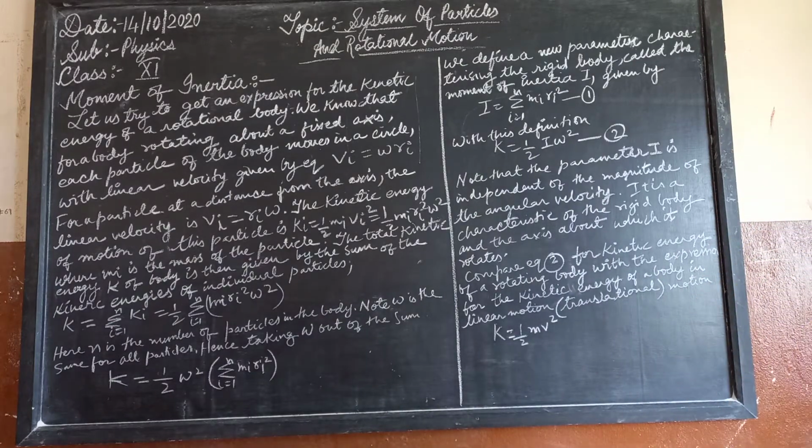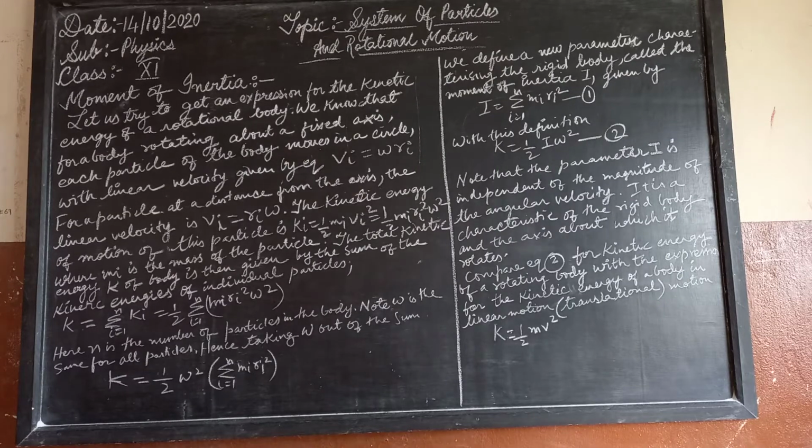The kinetic energy of the particle, k_i, is equal to 1 by 2 m_i v_i square, which is equal to 1 by 2 m_i r_i square omega square, where m_i is the mass of the particle. The total kinetic energy k of the body is then given by the sum of the kinetic energies of the individual particles. So 1 by 2 is taken outside. k is equal to sigma i equal to 1 to n k_i, which is equal to 1 by 2 sigma i equal to 1 to n m_i r_i square omega square.